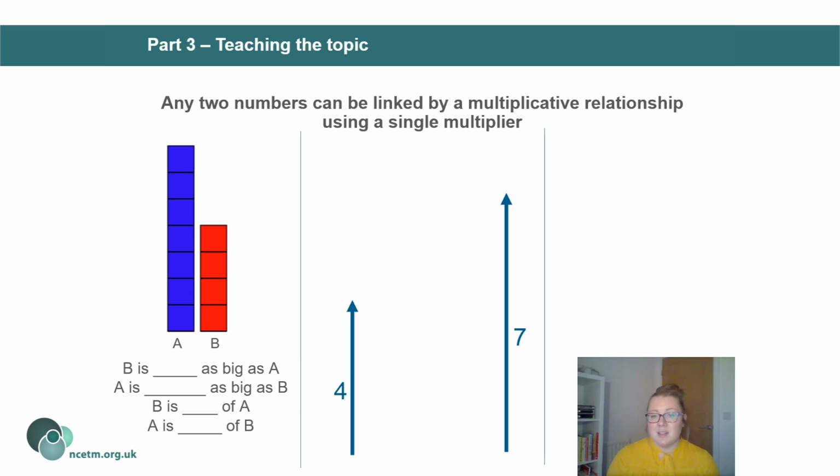I then can use the same kind of logic that we used earlier on to move from our unitary methods to connecting these and seeing these 2 steps combined would be multiplying by 7/4. Or I can work the other way around, and I can see that multiplying by 1/7 and multiplying by 4 would be the same as multiplying by 4/7.